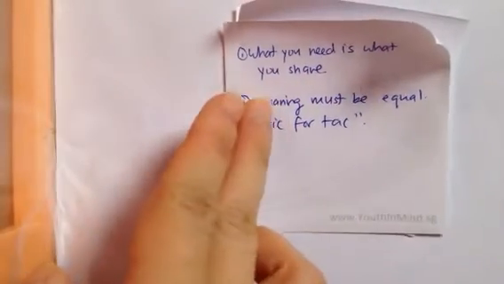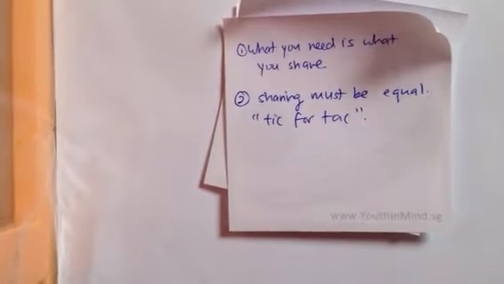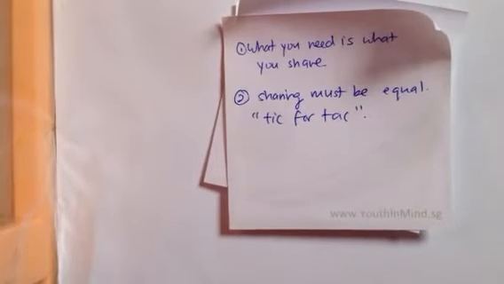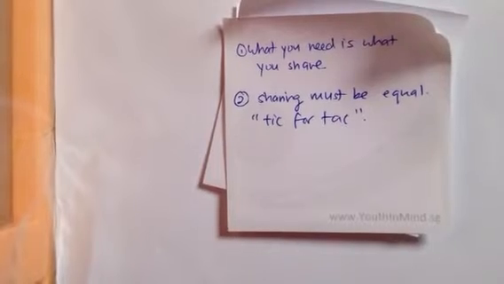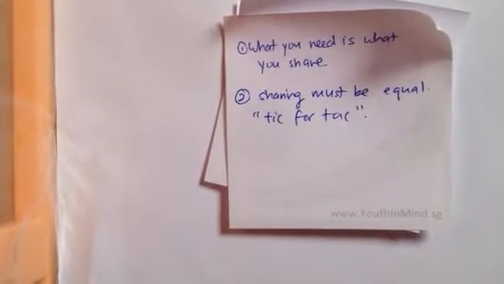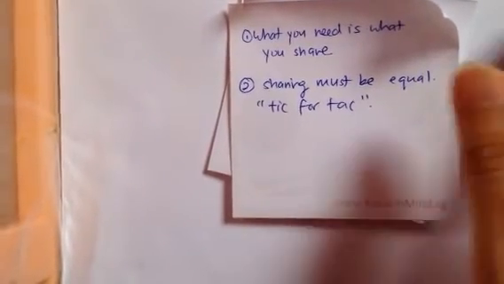Okay, and the second point you need to remember is the sharing must be equal. So something like tit for tat, meaning if one atom in the covalent bond shares 1 electron, the other atom must reciprocate by sharing 1 electron as well. There's no such thing as one atom sharing 2 and the other partner will only share 1. Okay, that is unequal and that doesn't happen in covalent bonding.